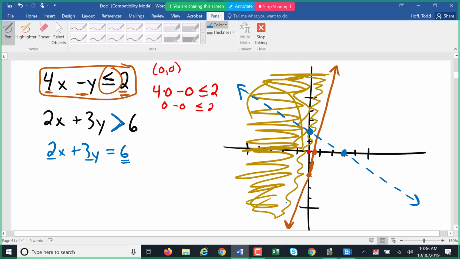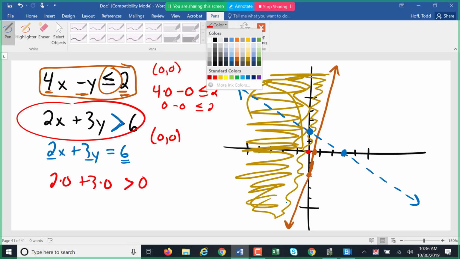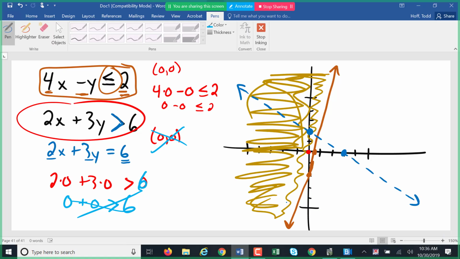I'm going to test my origin again. The origin is obviously below that line, so let's test 0, 0. Putting it into the original inequality. So 2 times 0 plus 3 times 0, is that greater than 6? Well, 2 times 0 is 0. 3 times 0 is 0. 0 plus 0 is not greater than 6. So the origin is not a solution. Since that does not make it true, it's the other side of the line that's colored in. So the origin's over here, we color in the other side over here.